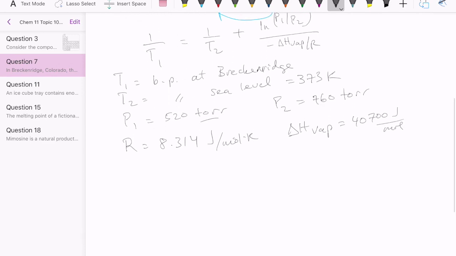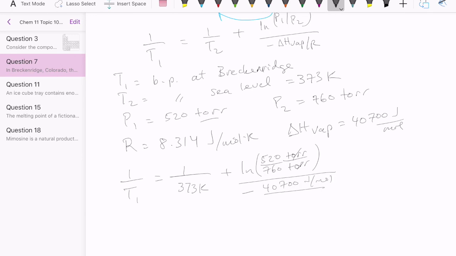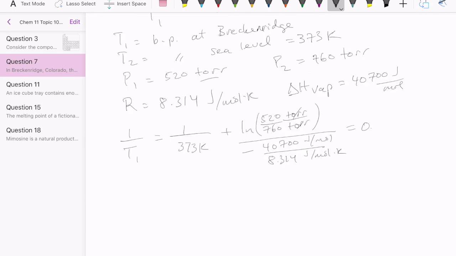So now we can plug in all these numbers. 1 over T1 is equal to 1 over T2, where T2 is 373 Kelvin, plus ln of P1, which is 520, over 760. The torrs cancel away, and then over negative delta H vap, which is 40,700 joules per mole, over R, which has that unit. And if you work out this expression, you should get 0.002758. The unit in this case is going to be inverse Kelvin.